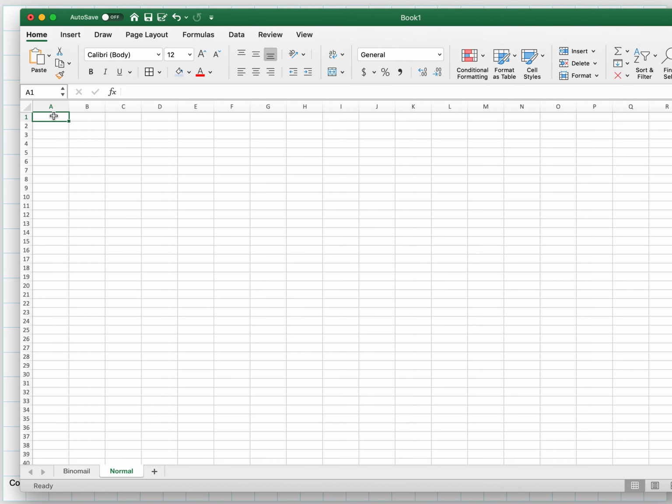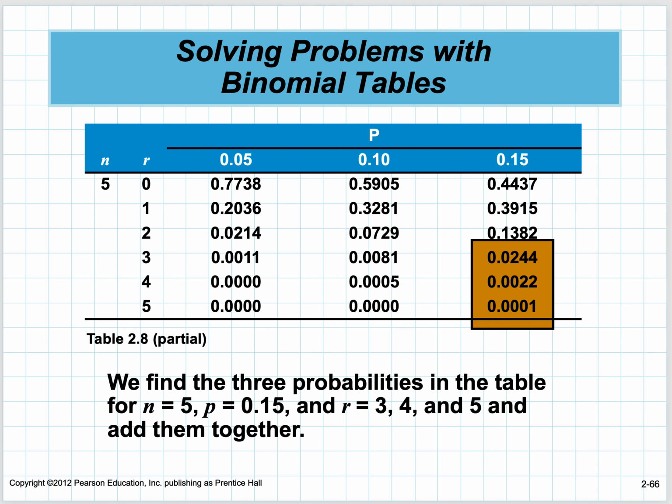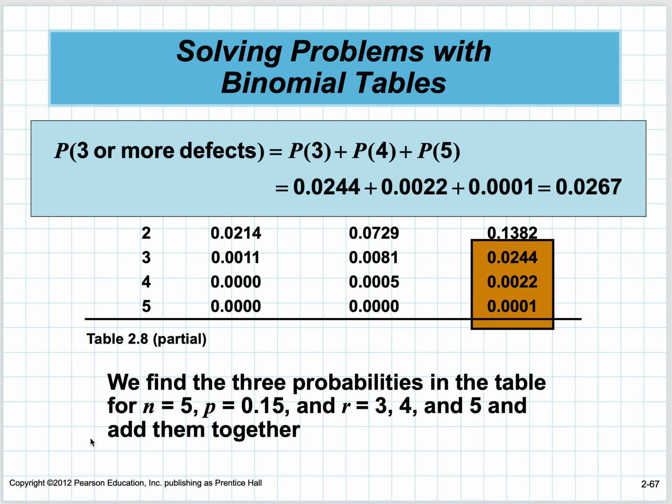Okay. And then watch the video on how to solve, there's another video that explains that even more. So here we go. We find the three probabilities in a table by adding them together.